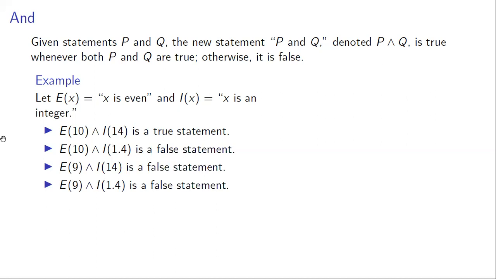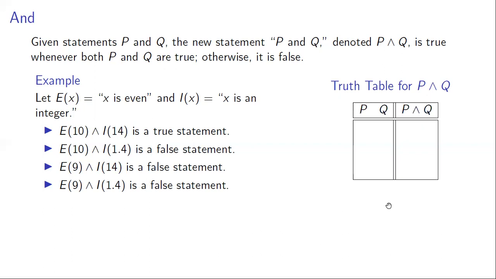Now for logical operations, we're going to use something called truth tables. So here's our first truth table for P and Q. We're going to want to do a truth table for the statement P and Q, where P could be anything and Q could be any logical statement. So we first set up the table. We're going to have one column for P, one column for Q, and then a column for the result, P and Q.